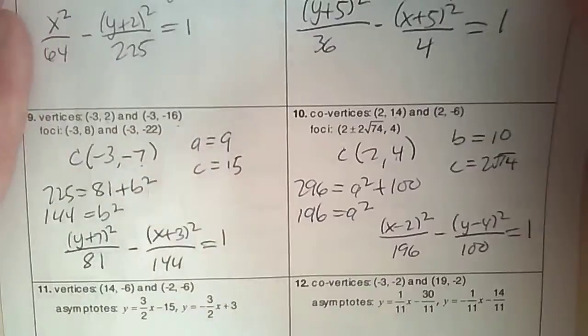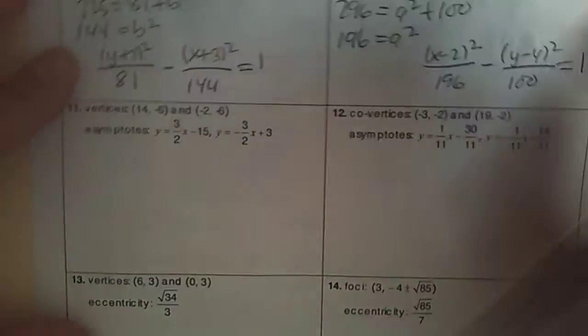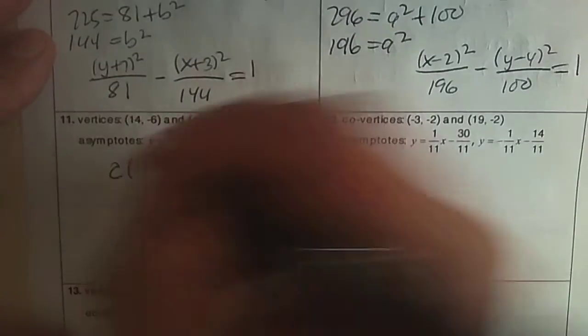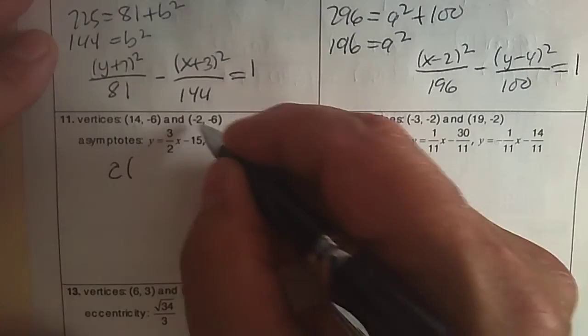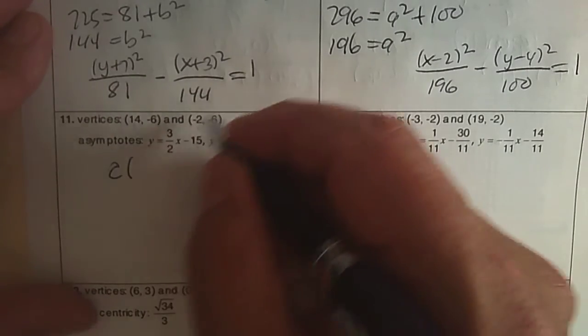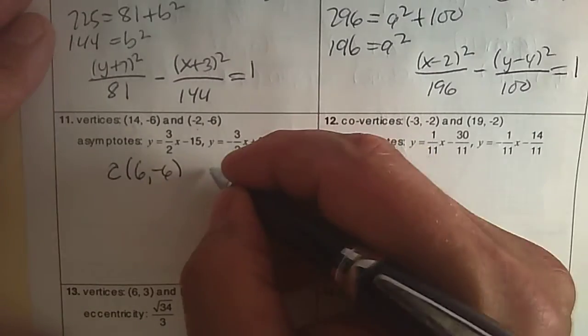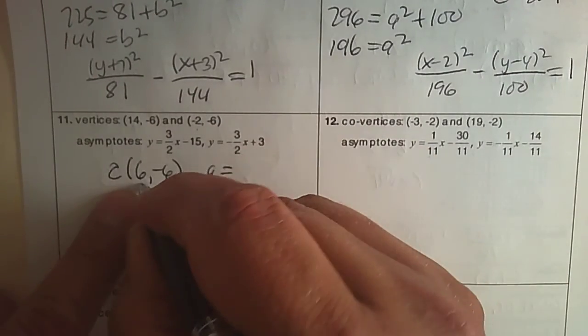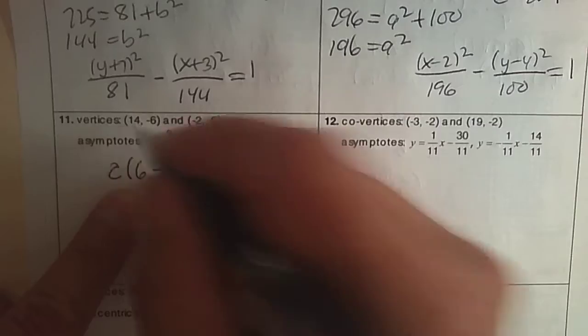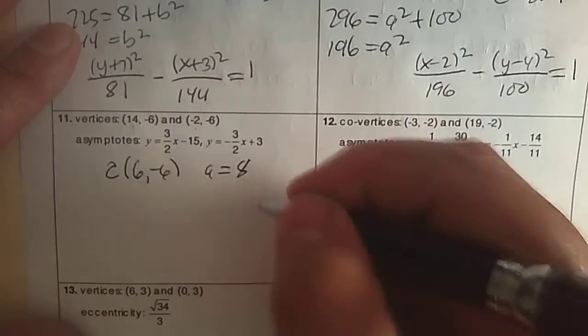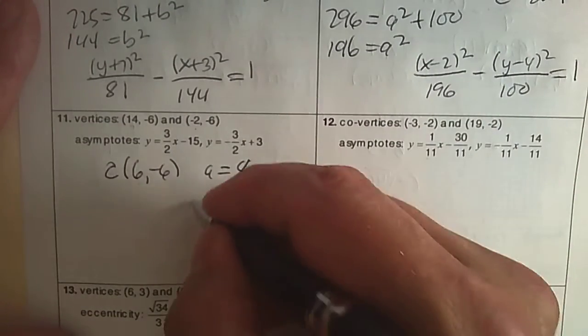All right, 2 left. The main vertices. Well, the center of the main vertices, 14 and negative 2 is 12. And 12 divided by 2 is 6. And negative 6 doesn't change. A then, the distance from 6 to 14 is 8. B, I don't know, but I know the slope.